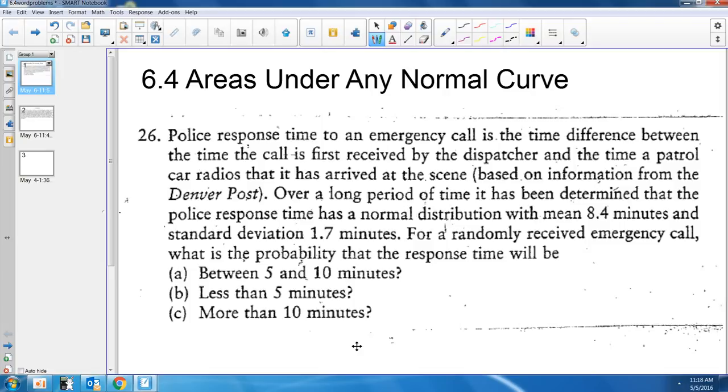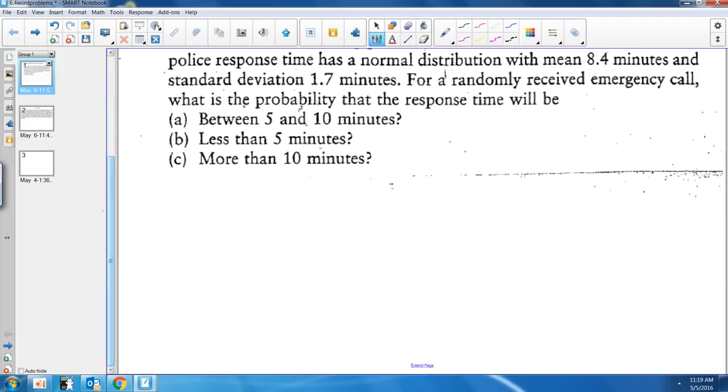The questions are three. What's the probability that when the dispatcher is called, the police are going to show up between 5 and 10 minutes? What about less than 5? What about greater than 10? And so we're going to go ahead and do that. And so the first thing that I want to do is I want to say, all right, what do I know? I know my mu is 8.4. I know my standard deviation is 1.7. I know that my x's are this. Now what I want to do is actually convert my x's so I'm dealing with z's. Once I get z's, I can deal with the table.